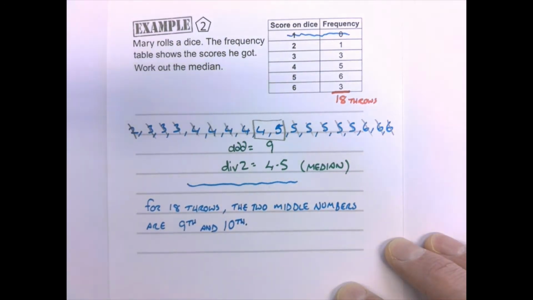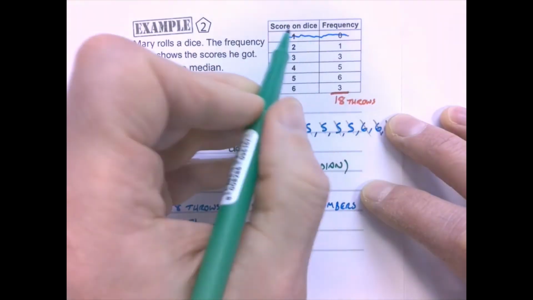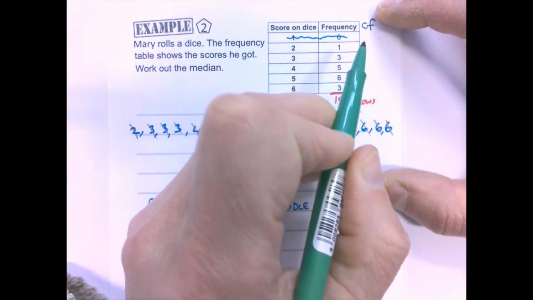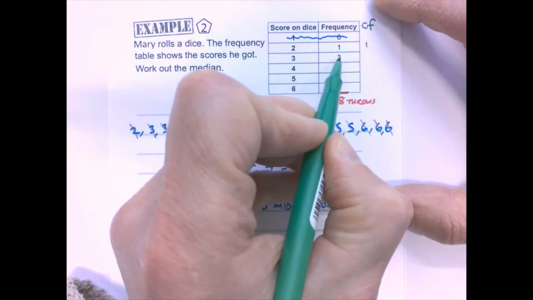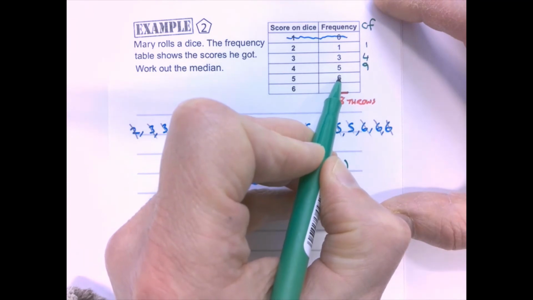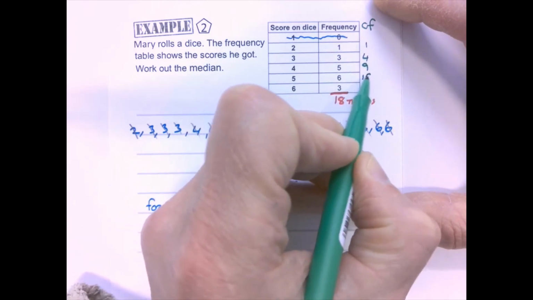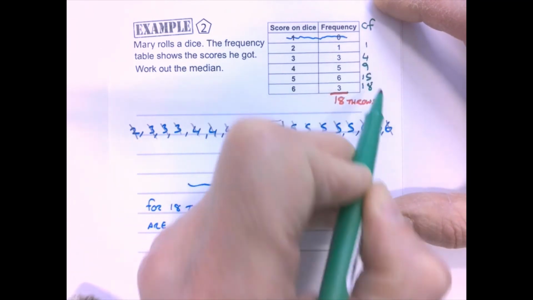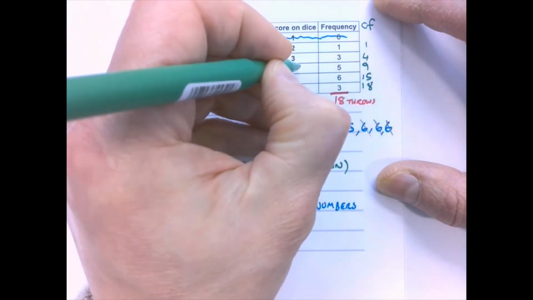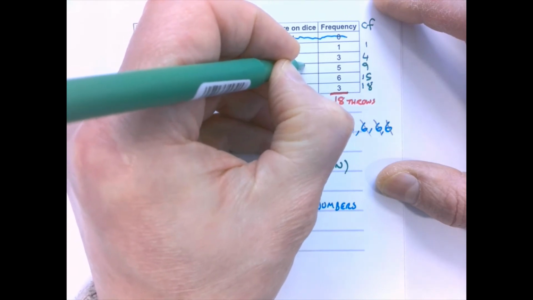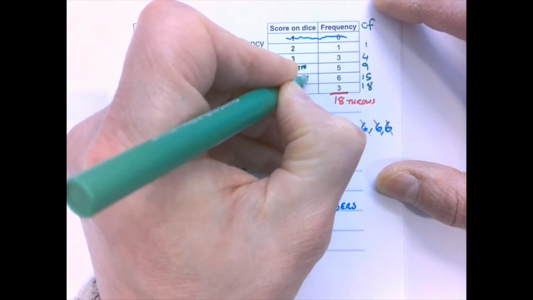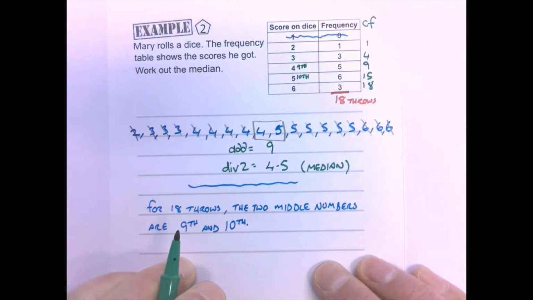So let's just have a think which are the 9th and the 10th throws, right? So let's have a look. So when we do the cumulative frequency here, I've got 1 throw, add 3 more throws, I've got 4 throws, 9 throws by that point. And then we've got 15 throws and 18 throws by the time we get down to there, right? So the 9th throw is definitely in here. Yeah, and the 10th throw is definitely in there, right?